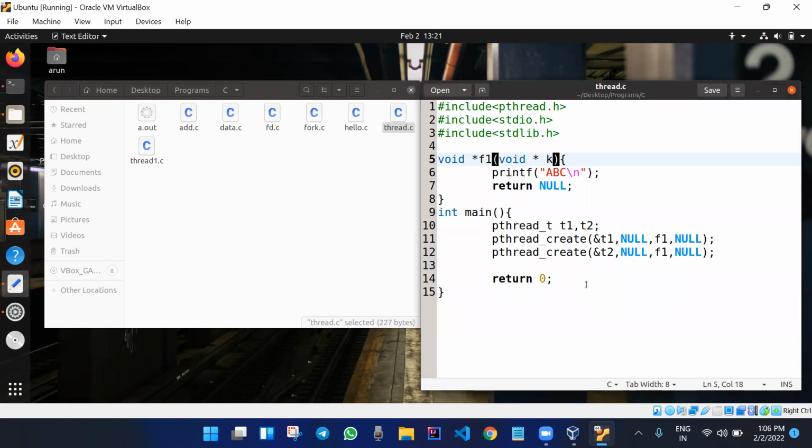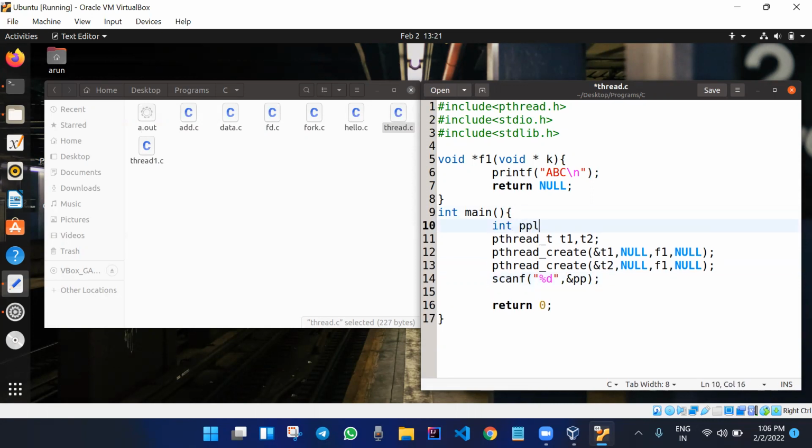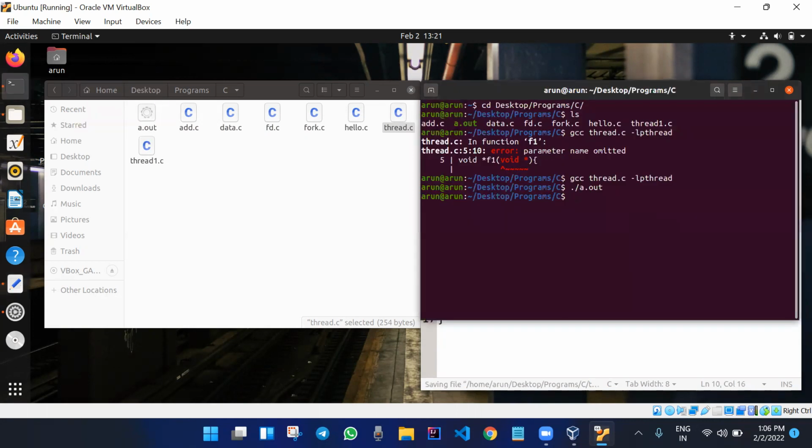What you can do, you write a scanf in the 13th line. Scanf, something percentage d, comma ampersand p. And you declare a p in the program. Now you run. I told you in the last class, the parent is dead, that's why the child threads could not run. Yes, sir, got it. Thank you. Because with scanf at least you are waiting.